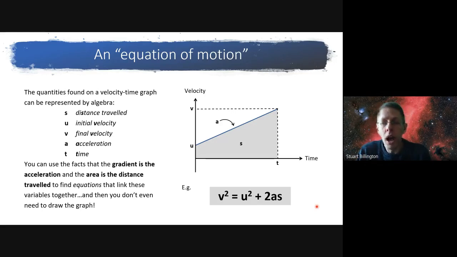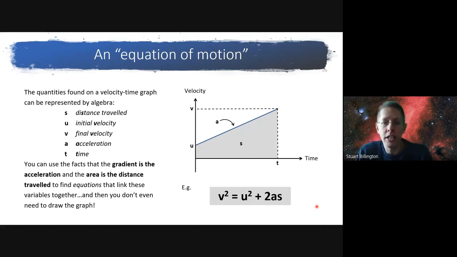So this equation allows us to work out the missing one when we've got the other 3. So for instance, if you didn't know what the final speed was, but you did know what the beginning speed was, the acceleration and the distance traveled, you could put all the numbers into this equation and get out the final velocity. So I'm just going to finish today's lesson with a single practice question on this.